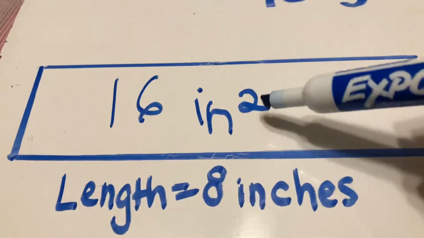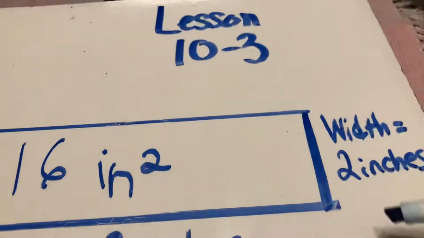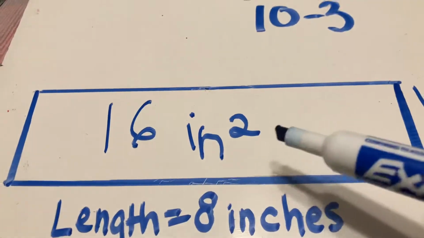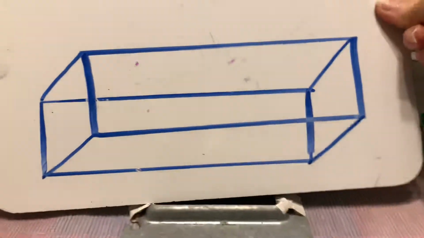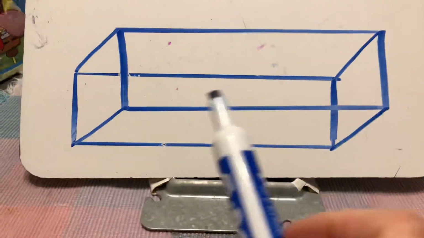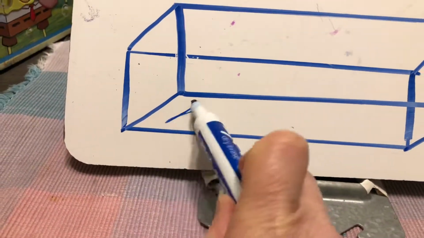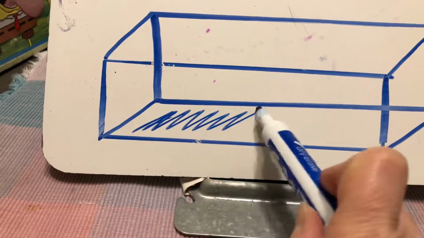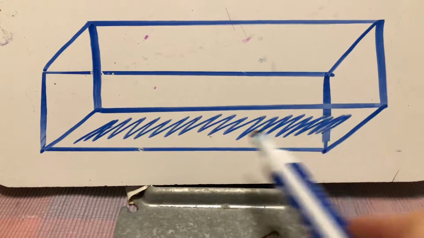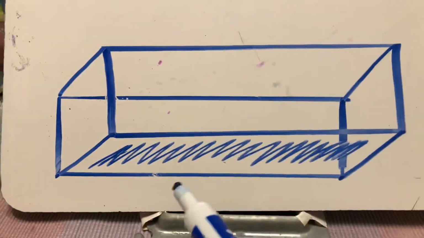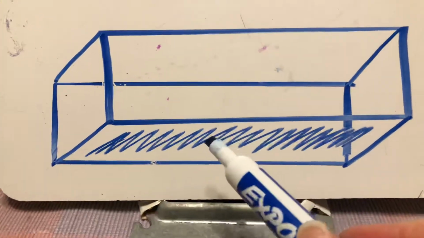But there are only two dimensions that we're dealing with, length and width. Well, what if I told you that this rectangle wasn't just a rectangle? What if I waved my magic wand and, ta-da, I turned it into a rectangular prism. Now, you can still see that rectangle that we found the area for, that was 16 square inches, and it has now become the base of our three-dimensional rectangular prism.